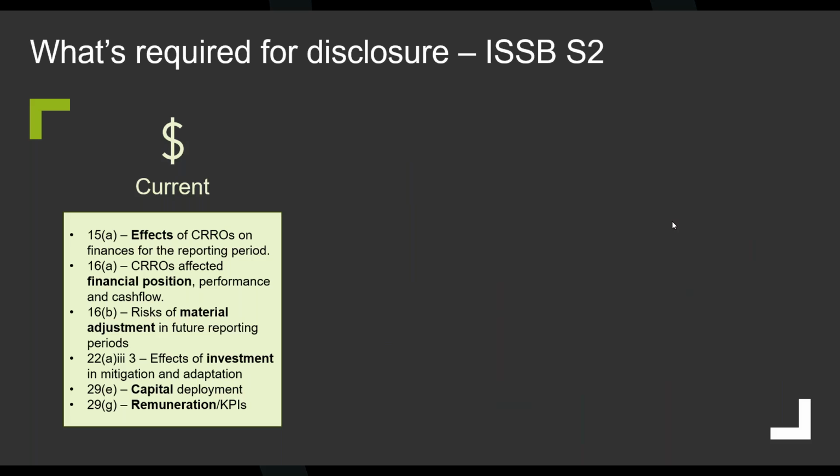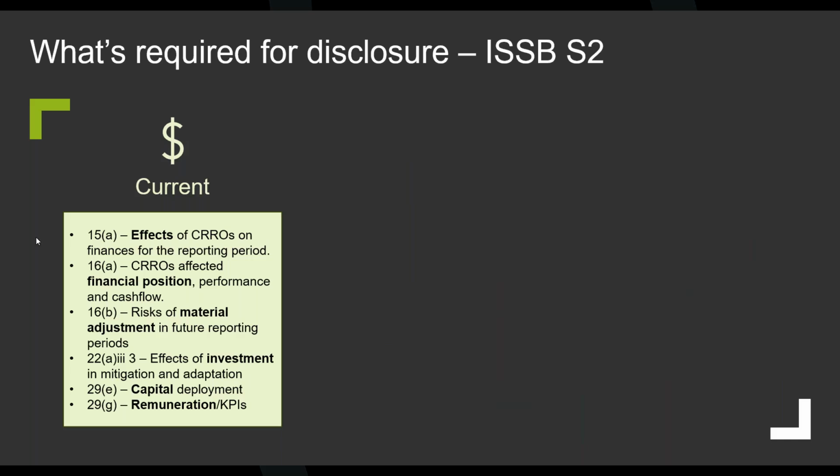The first one is current impacts, current expenditure. These are just the abridged versions, but this slide shows the S2 requirements around current impacts, or what has happened to the entity in the current reporting period. That's as opposed to projections for future forecasts.